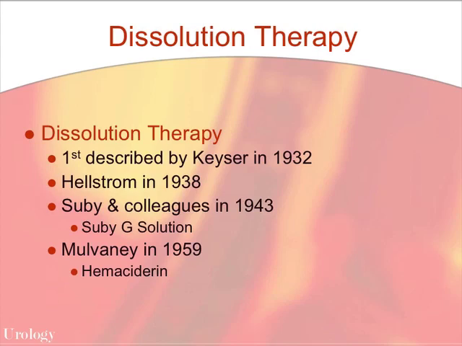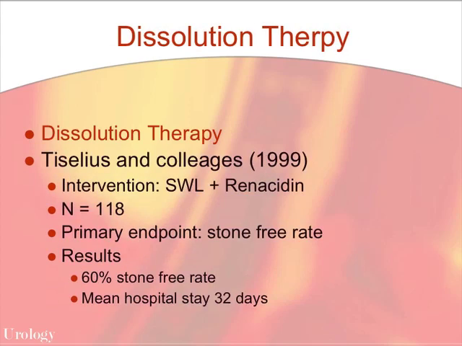market, and there was actually a study done in 1999 that looked at shockwave therapy and ranitidine. So of the 118 patients here, they had a reasonable stone-free rate of 60%, but the greatest downside was that the average hospital stay was 32 days, which isn't really a great option from a resource management perspective in Canada, as this would be extremely expensive. The other point that was made was that the solutions couldn't be used in the presence of an active urinary tract infection.